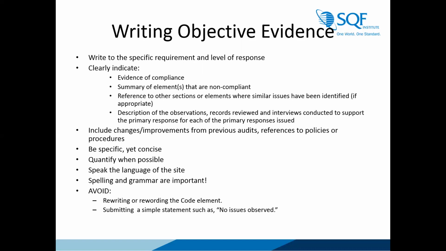A couple of things to avoid is just rewriting or rewording the code requirements. In our examples, we have specific code requirements, and oftentimes all auditors do is just rewrite the code requirement, especially when it's in compliance. And I want to say, I know that they've done all that because it's compliant to that code requirement. What I want to know is what you learned from the records, the interviews, and the observations that helped you conclude that this requirement is in compliance. Also, avoid writing simple statements such as "no issues observed." That doesn't show what the site has done to earn this level of response. So avoid "no issues observed," and avoid rewriting the code requirement as well.